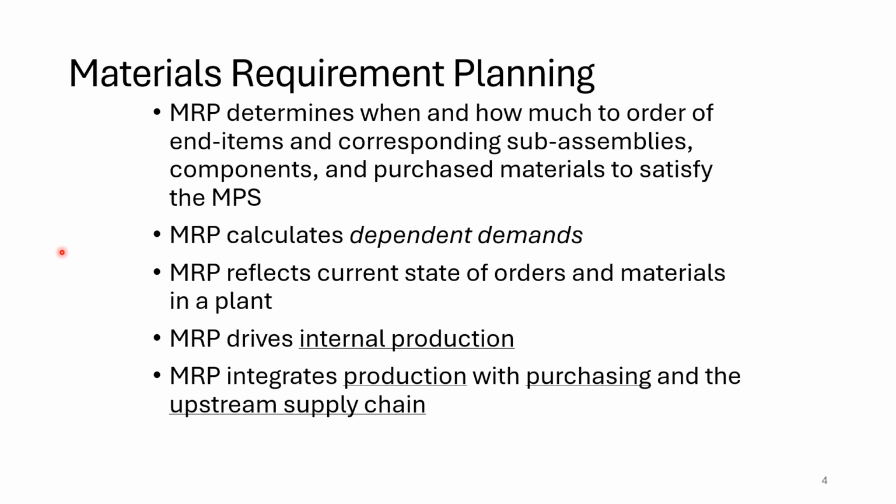And next, MRP reflects the current state of orders and materials in the plant. It's constantly updating based on what's actually happening on the factory floor. For example, let's say a shipment of engines gets delayed or is not being manufactured correctly in a factory. Or let's say we also have an excess number of doors. Now the shipments are moving much faster. MRP takes all these factors into account and adjusts its recommendations accordingly.